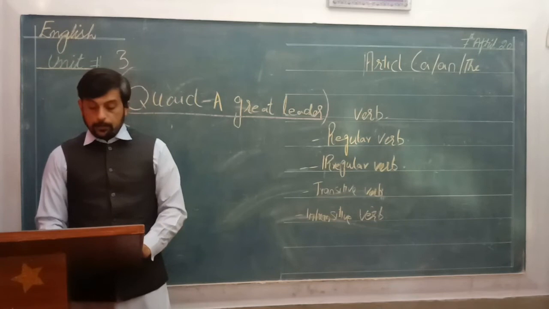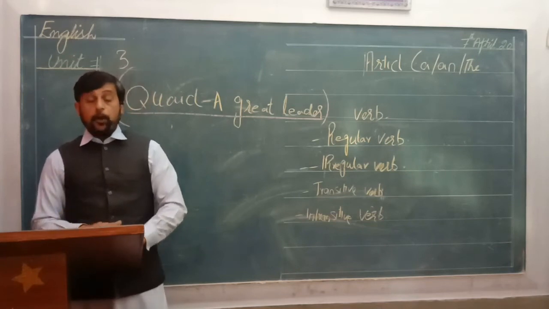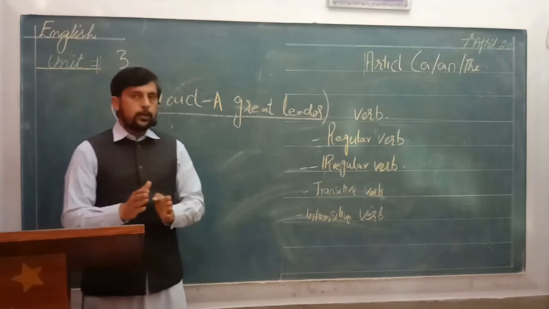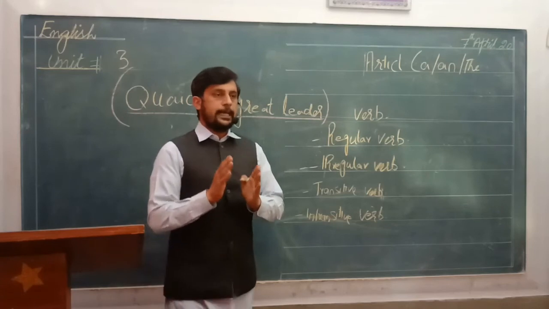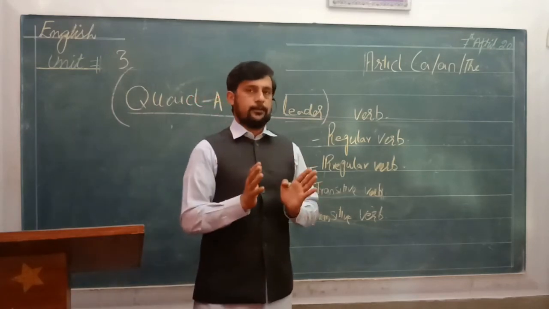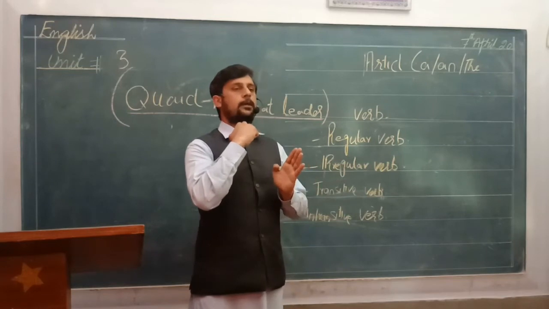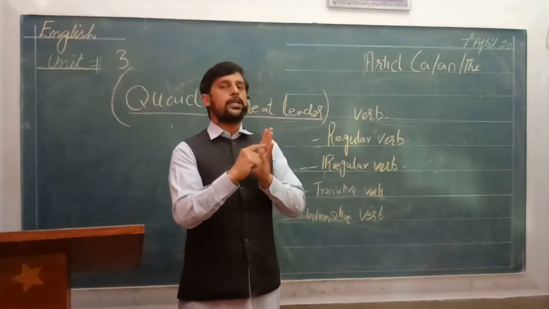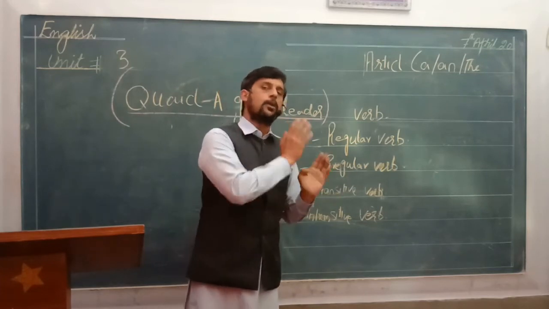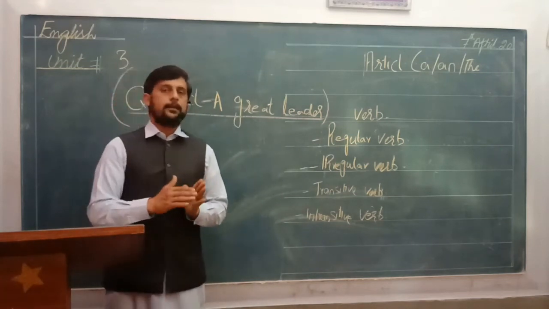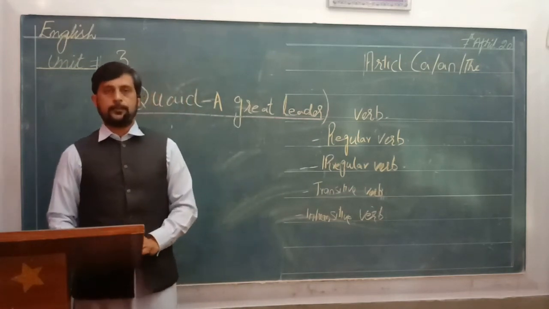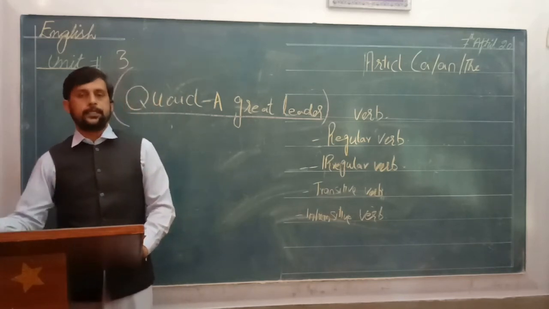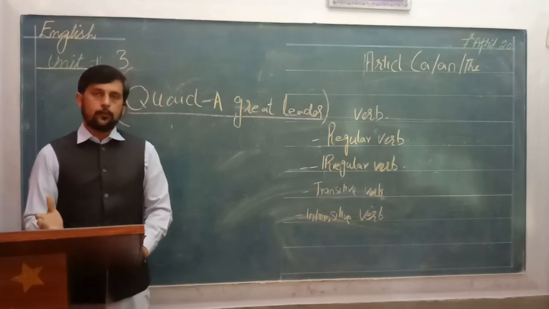What is a regular verb? A regular verb is a verb following the normal pattern of inflection. I mean, a regular verb is that verb which follows the normal pattern. When we use the second form and third form of a regular verb, we would either use d or ed at the end of the second and the third form. For example, play, played, played. Another example, we have reach, reached, reached. So these are called the regular verbs.